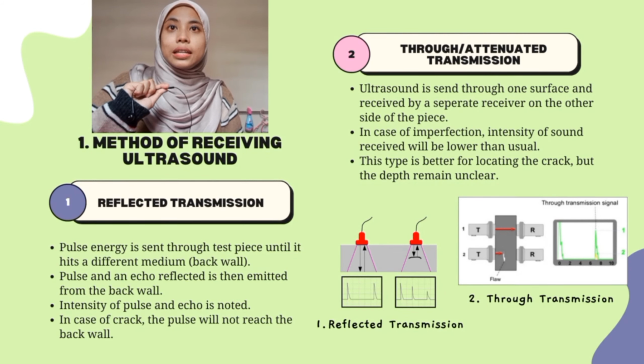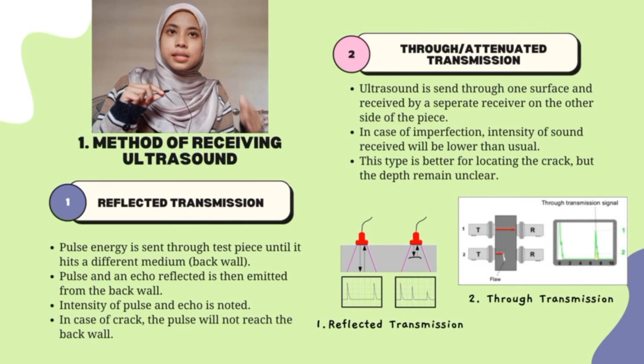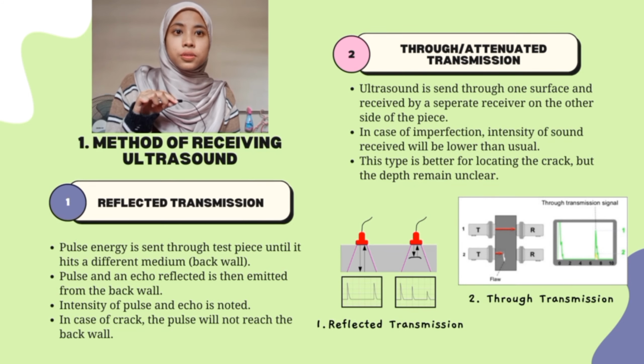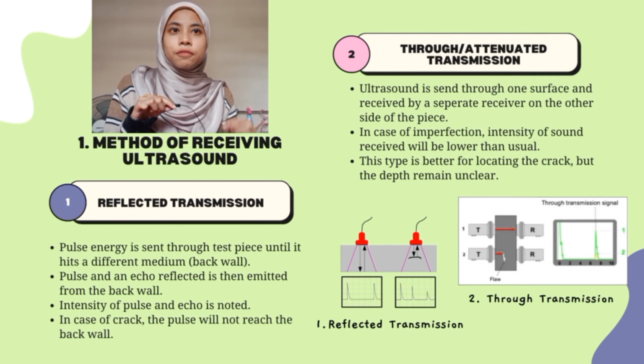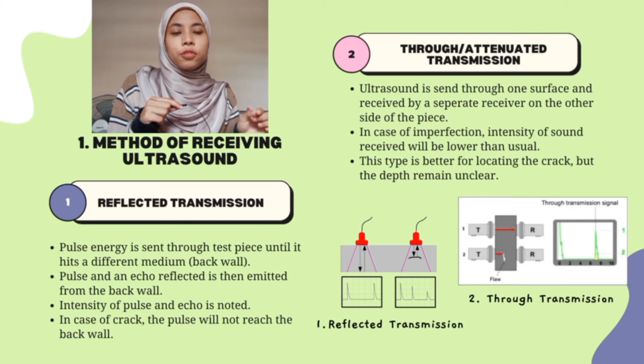transmission. So in the reflected transmission method, a pulse of energy is sent through the test piece and it continues until it hits a different medium, and this is usually the back wall of the piece. After that, a reflected pulse or an echo is emitted back from the back wall. The intensity of the pulse and echo are noted, as this can tell us about the location of the crack or any imperfection. In case of a crack or imperfection, the pulse will not reach the back wall and it will be reflected from the location of the imperfection, resulting in an echo signal of lower intensity.